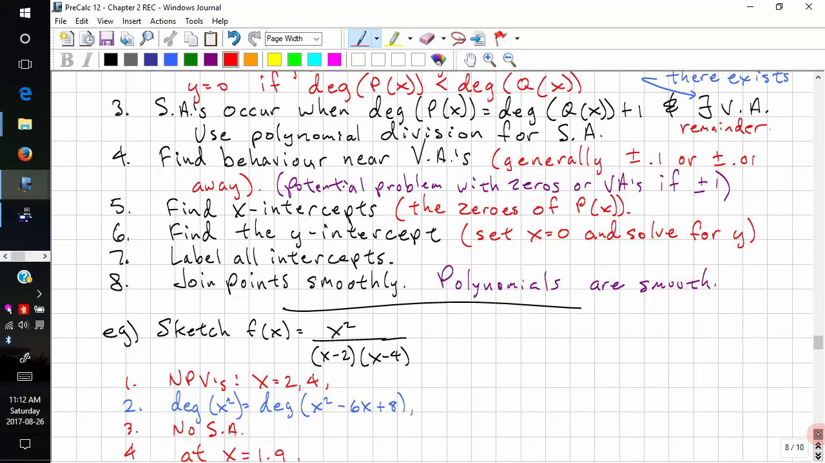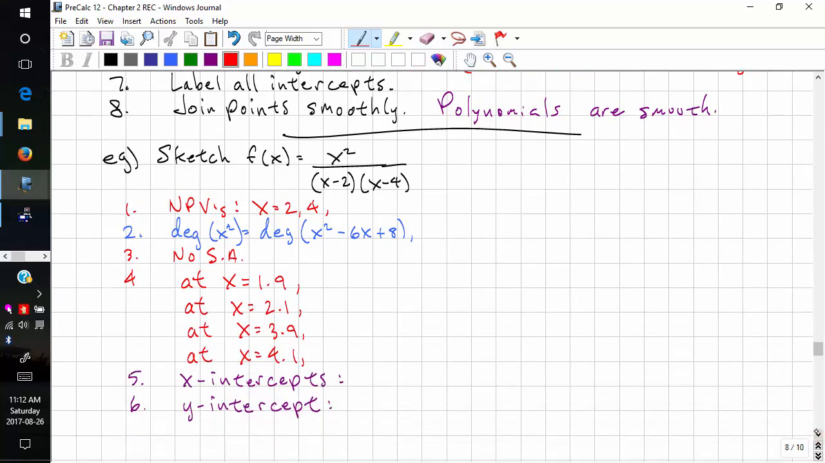Okay, let's look at some examples. Sketch x squared over x minus 2, x minus 4. So we have NPVs of 2 and 4 because there's no common factors. So there must be vertical asymptotes. Okay, you don't need to write these reasons down, you just write out the NPVs.